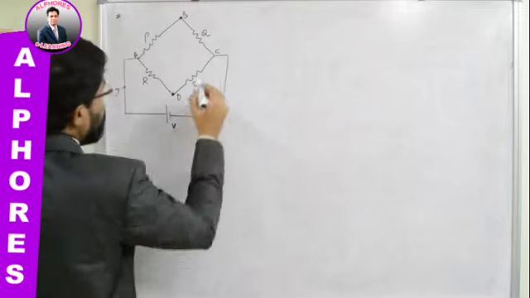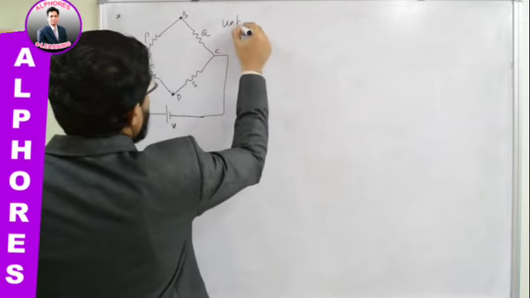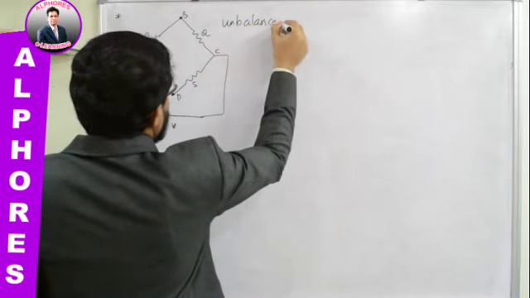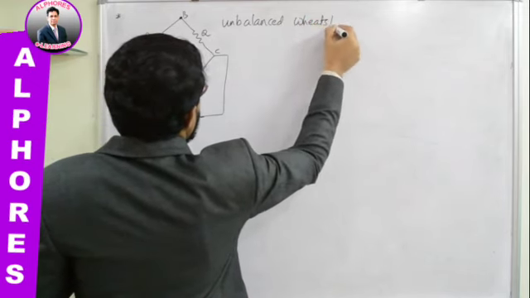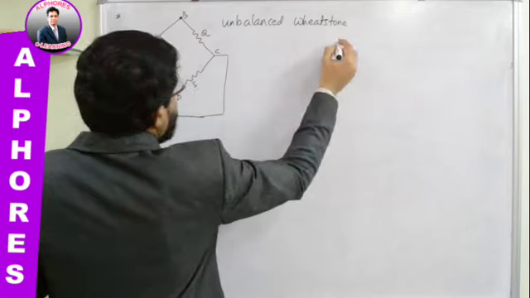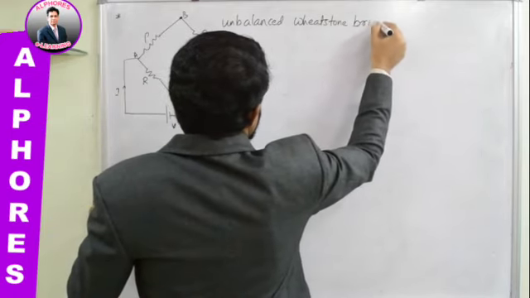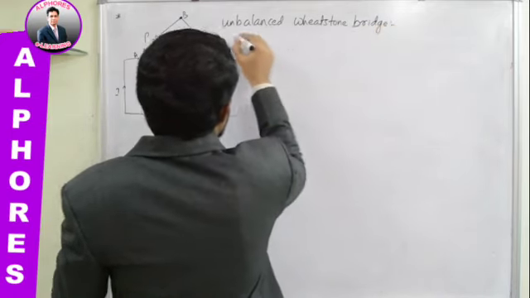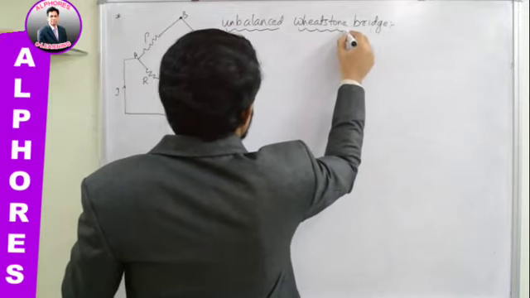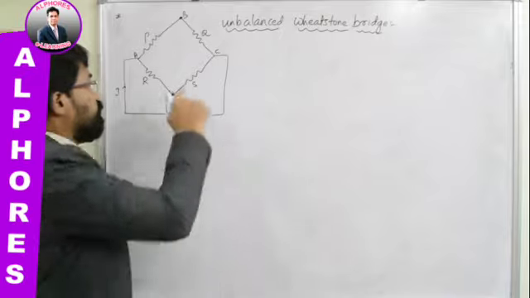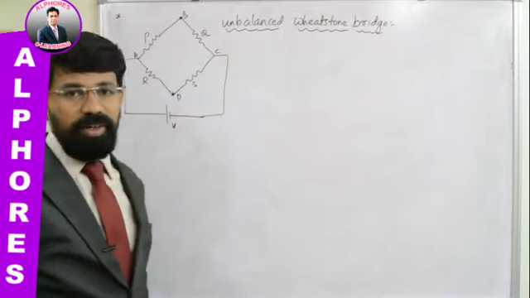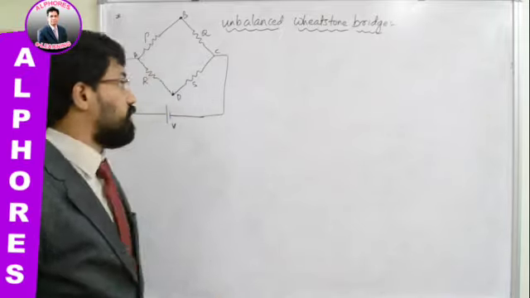What kind of bridge is this? Unbalanced Wheatstone bridge. Unbalanced Wheatstone bridge in the sense potential at point B and potential at point D are not the same, they are different. So there is some potential difference.